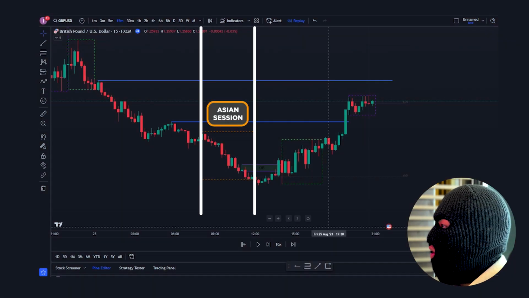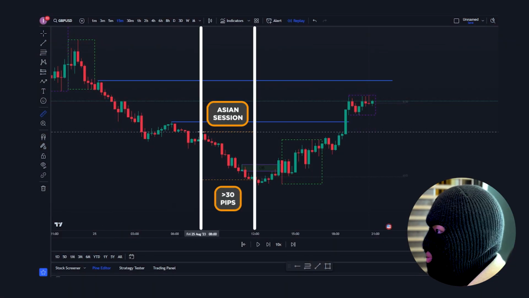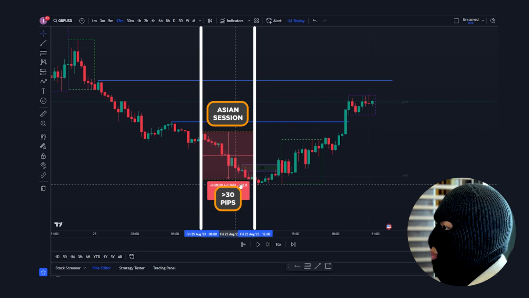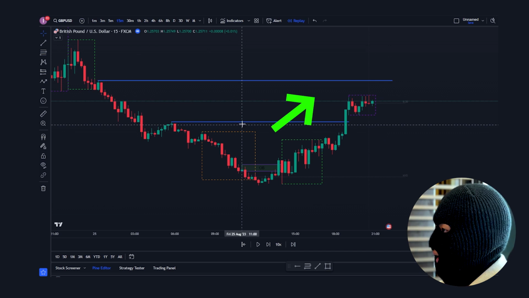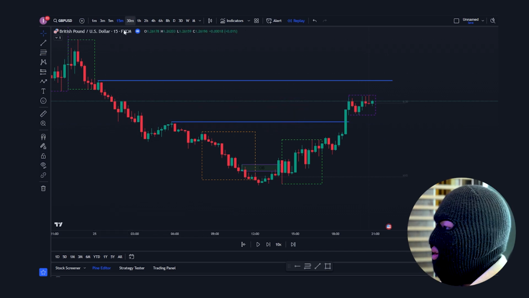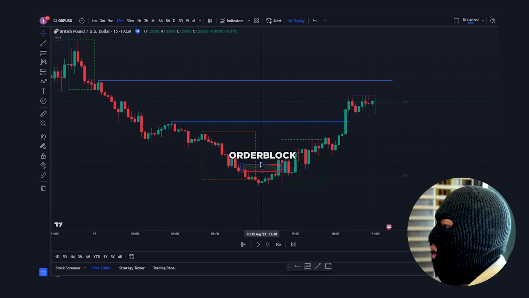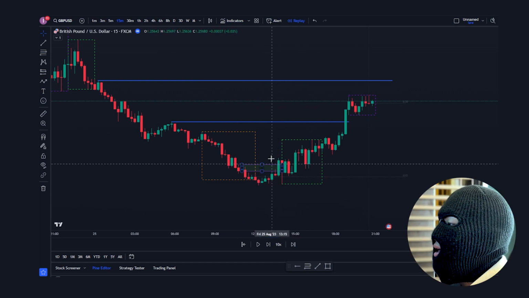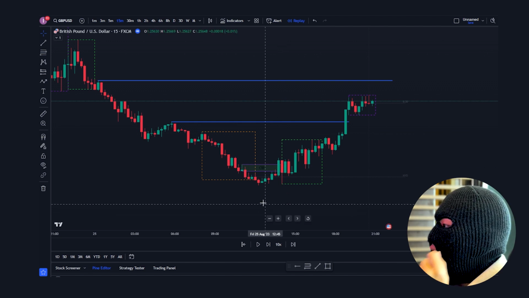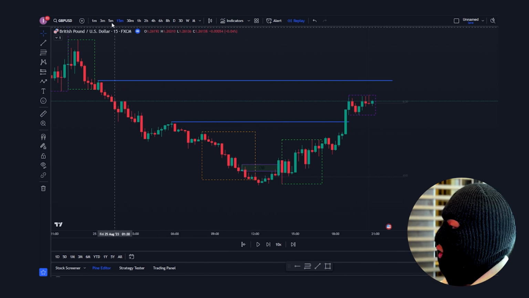Okay, let's talk about how I adapted this strategy for a trending Asian session. If the Asian session causes price to expand more than 30 pips during the particular session, price is most likely to continue to reverse in the opposite direction during London. So I drop down to the 15-minute time frame and I mark out the order blocks formed during the Asian session. If it breaks the order block, that is the confirmation that it gives me to start looking for entries to ride on the reversal.